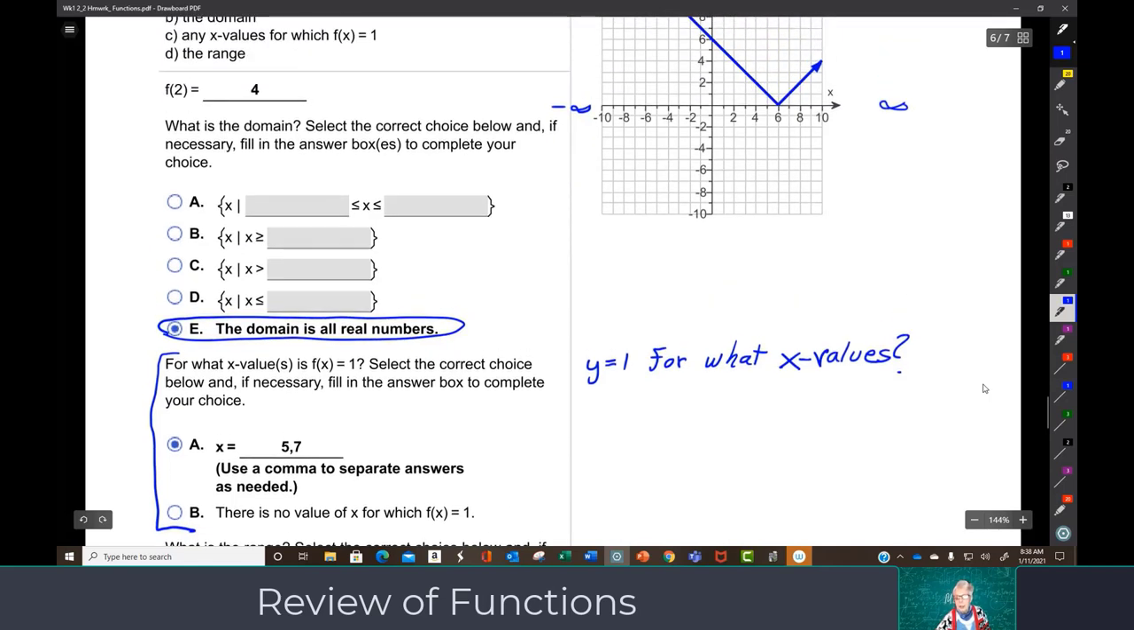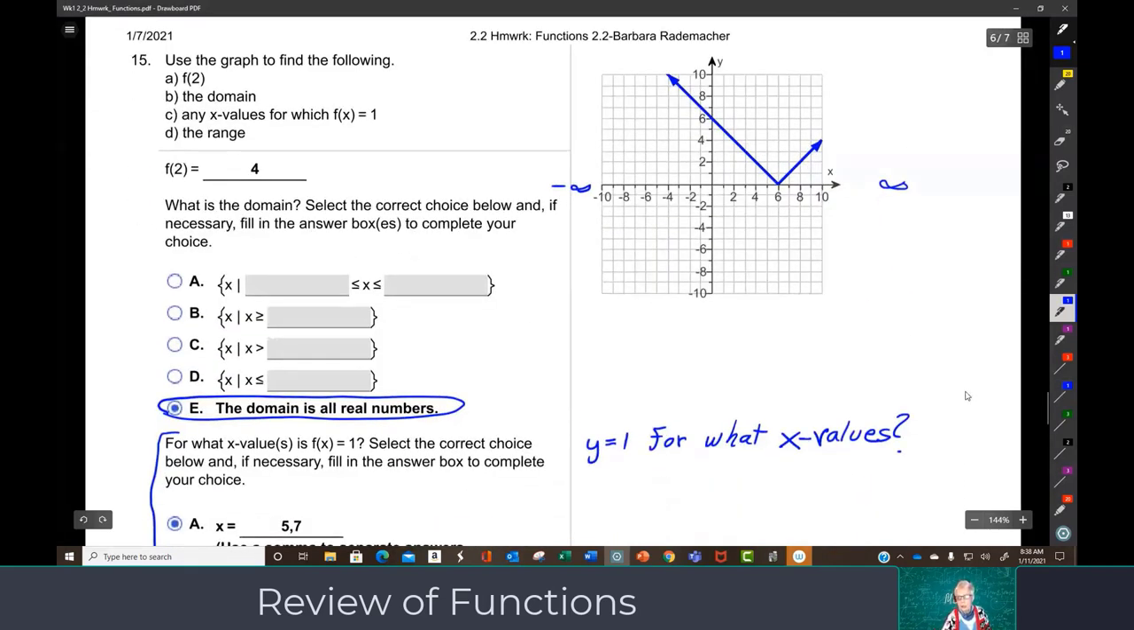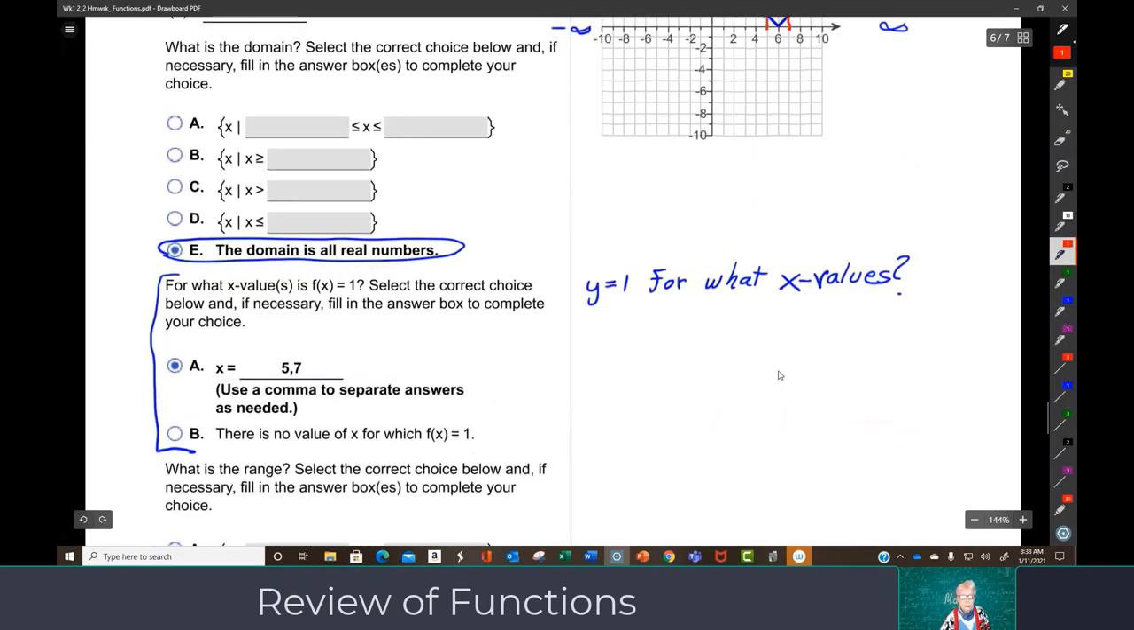You go to y equals 1 and you go to the graph. Yes, but look. Go to y equals 1, go over to the graph. You've got two x values that match up with y equals 1. All right, 5 goes to 1 and 7 goes to 1. And that's how you get this answer: 5 and 7. Notice it's not a point, you don't put parentheses. They're separate numbers on the x-axis, so all you're doing is listing them with a comma in the middle.